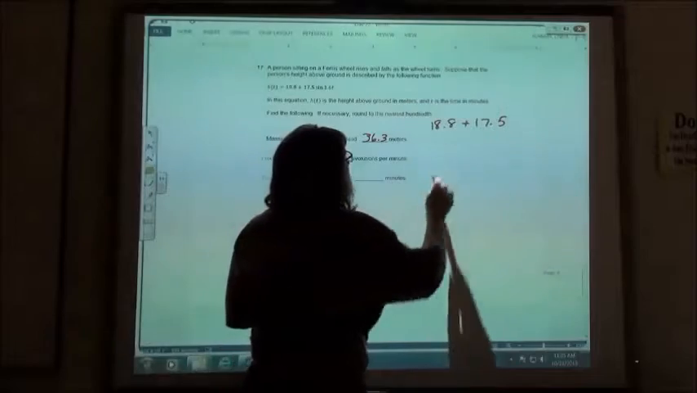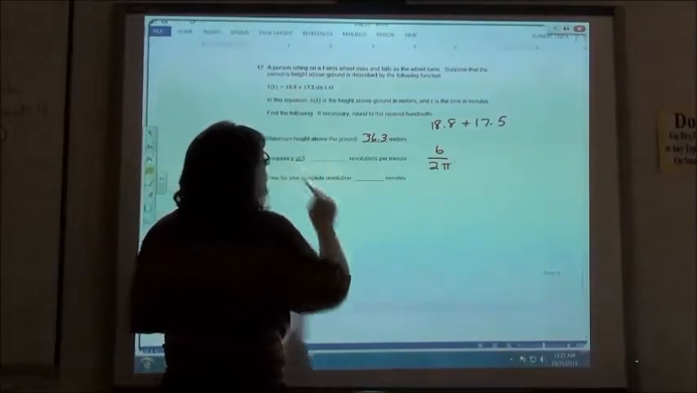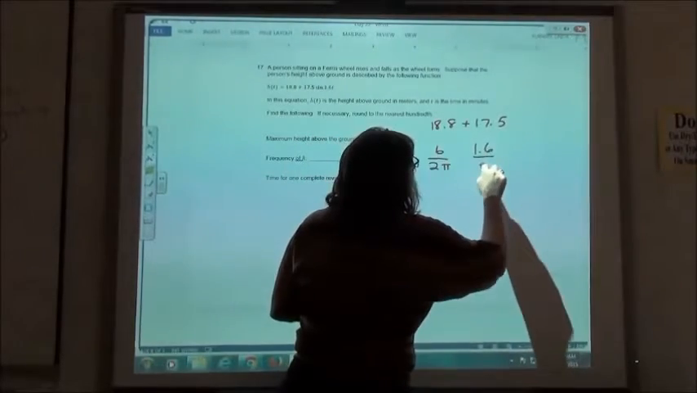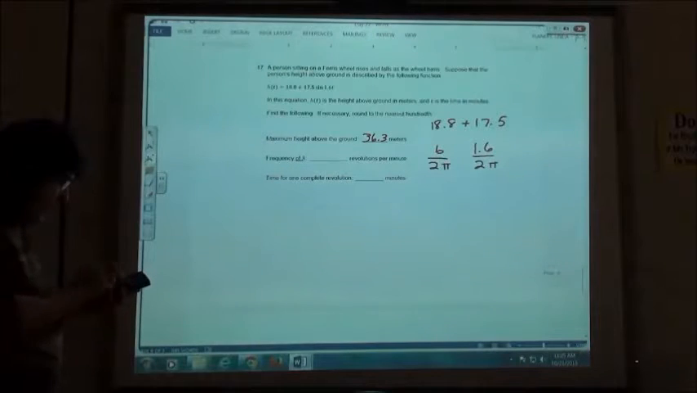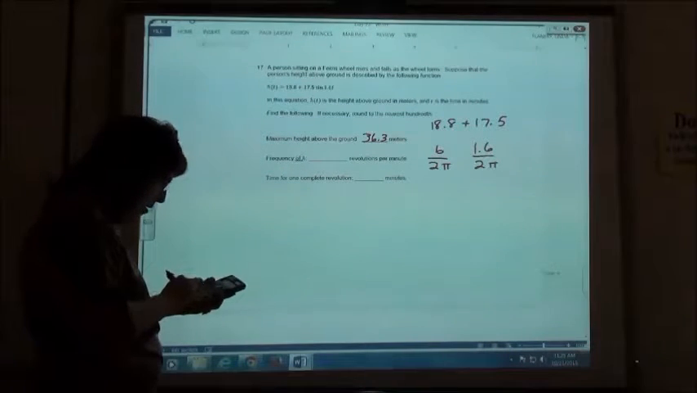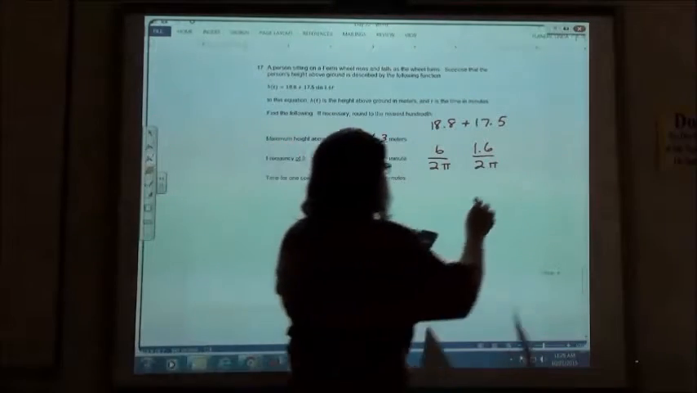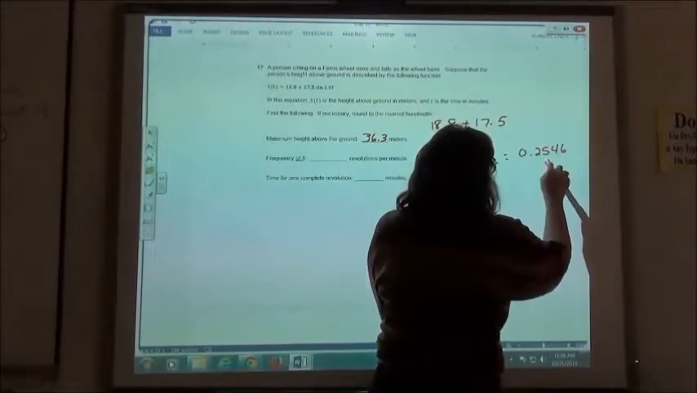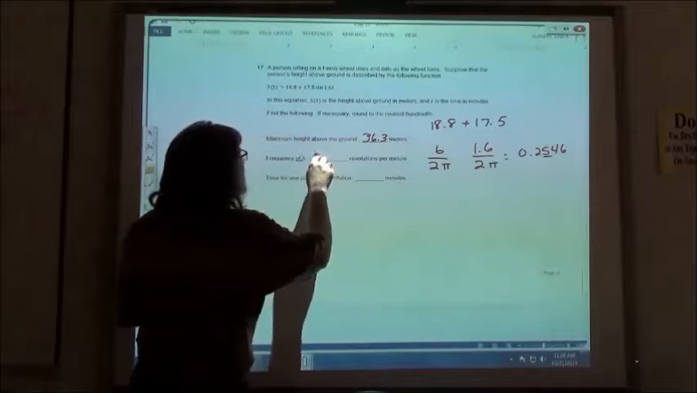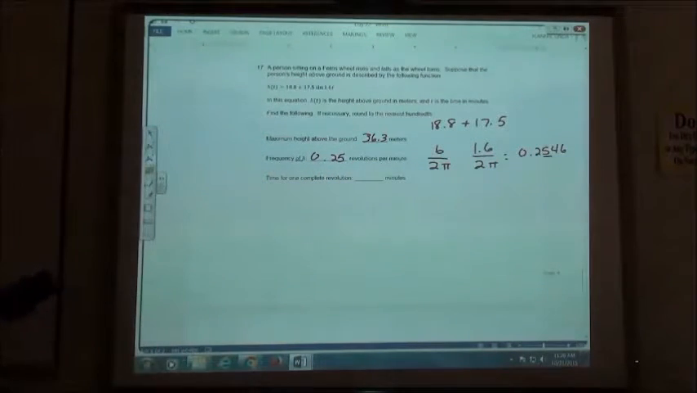Frequency, we are going to do b over 2 pi, and so my b value is 1.6, so I'm going to take 1.6 divided by 2 pi, 1.6 divided by 2 shift pi, gives me 0.2546. I'm rounding to the nearest hundredth, so 0.25 revolutions per minute is my frequency.